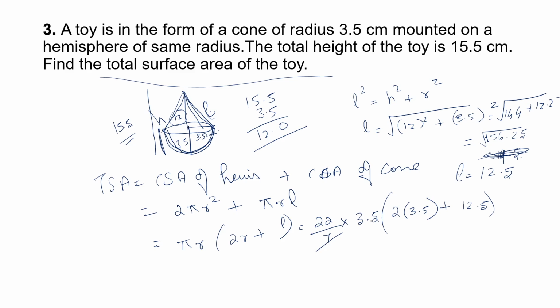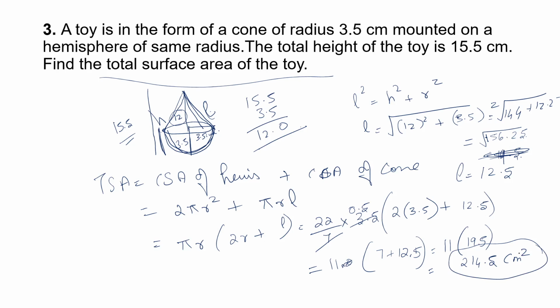Then you can cancel this 0.5. So here it is 10, 1, 11, so you'll get half of 22. No, 0.5 is, so 11 into 2 into 3.5, 7 plus 12.5. So 11 into 7 plus 12, 19.5 here. If you multiply, you are getting 214.5. So this is the surface area, centimeter square.